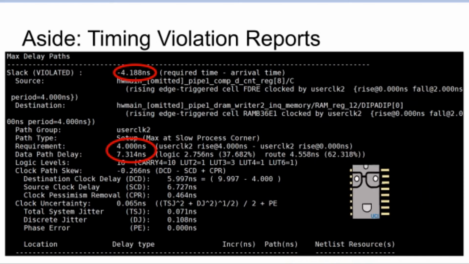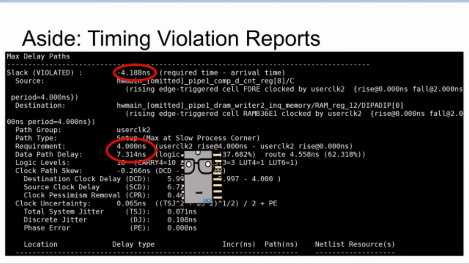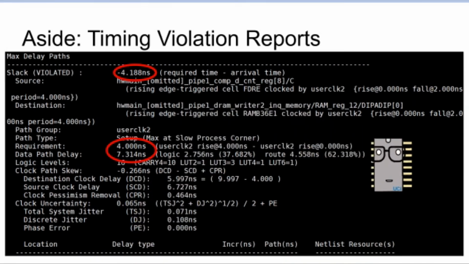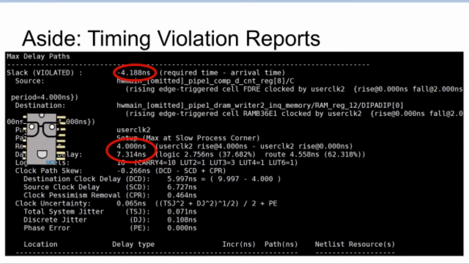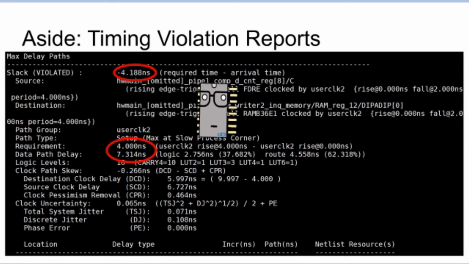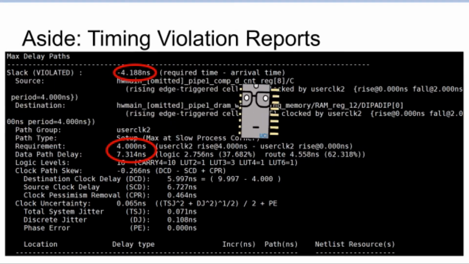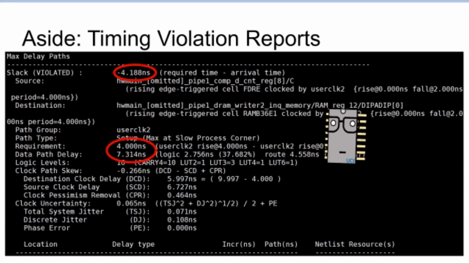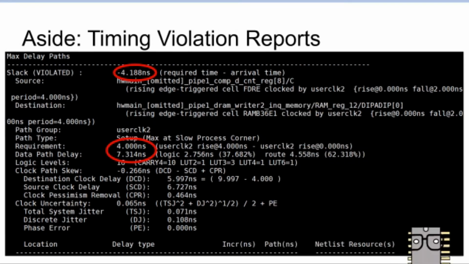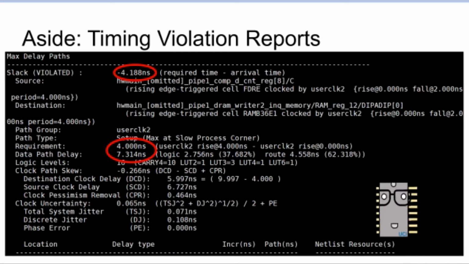But the bottom line is, source, this is the important part. Starting from this state element and ending at this destination state element is the critical path. And there's going to be a more detailed analysis of the critical path if you scroll down from here.